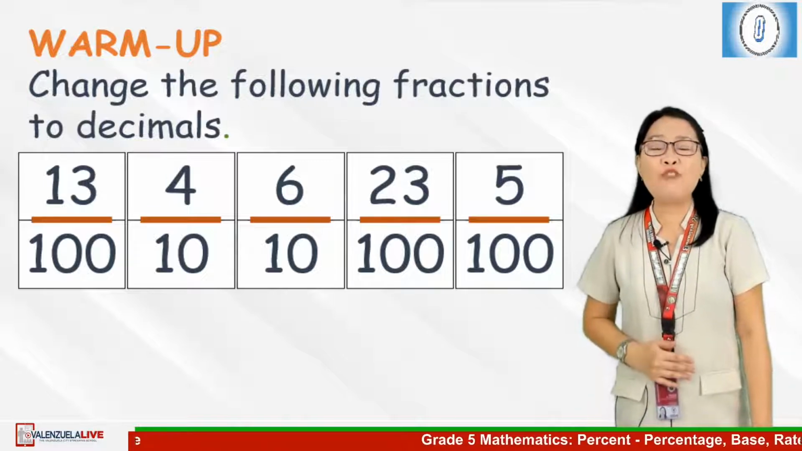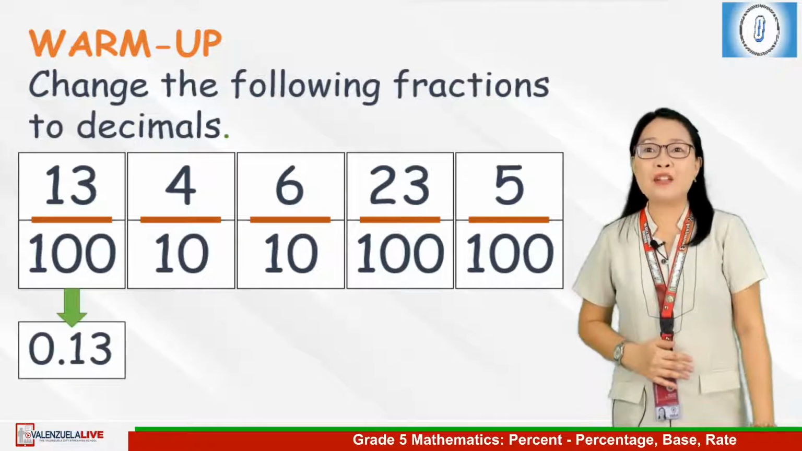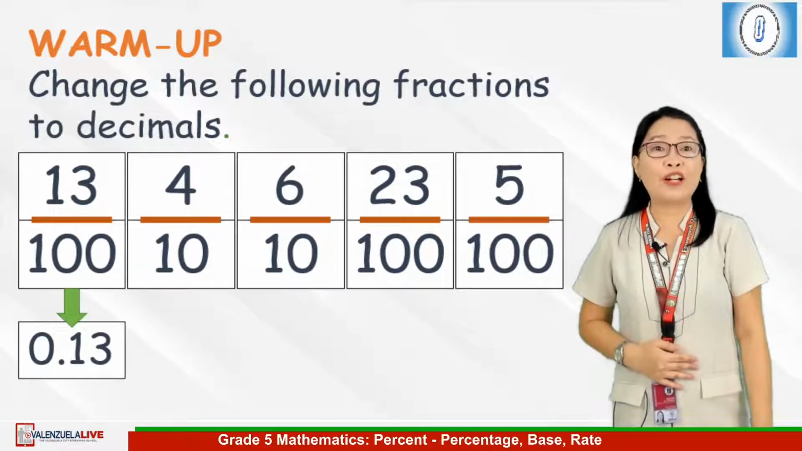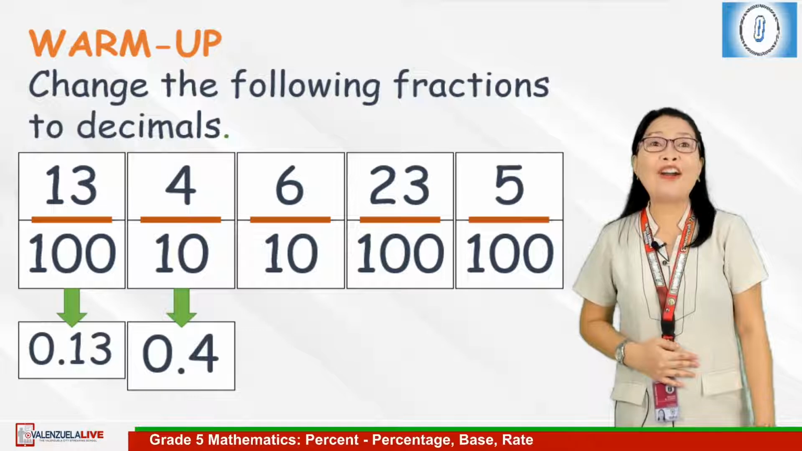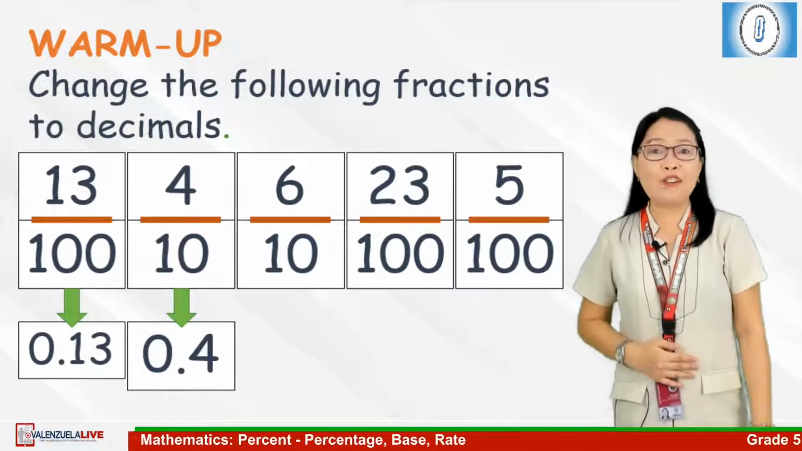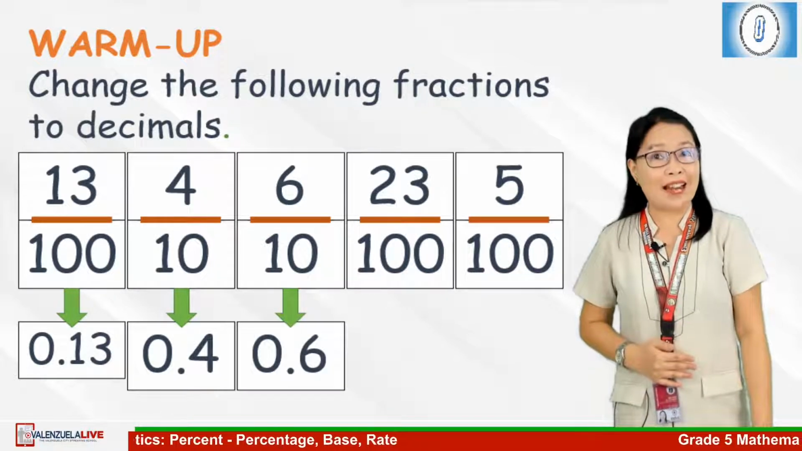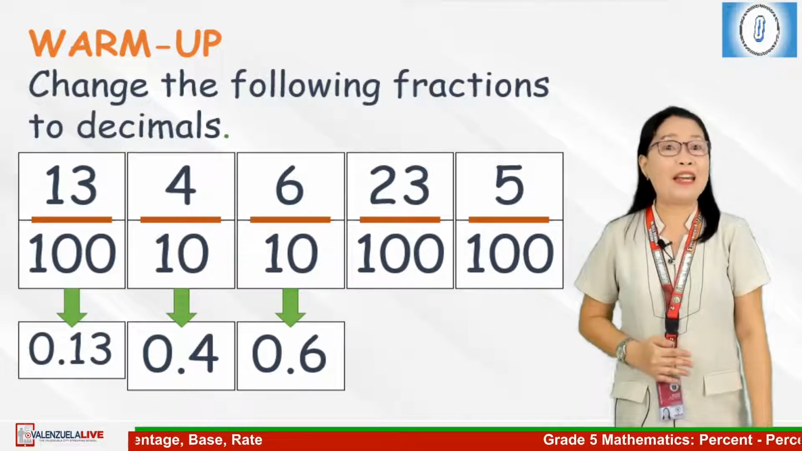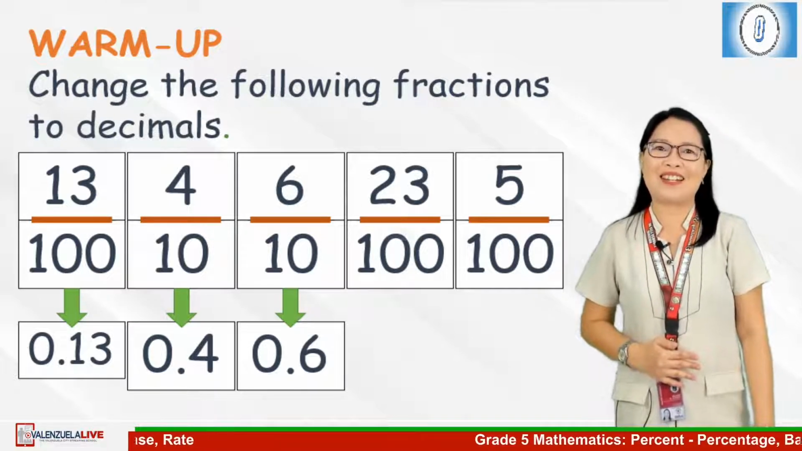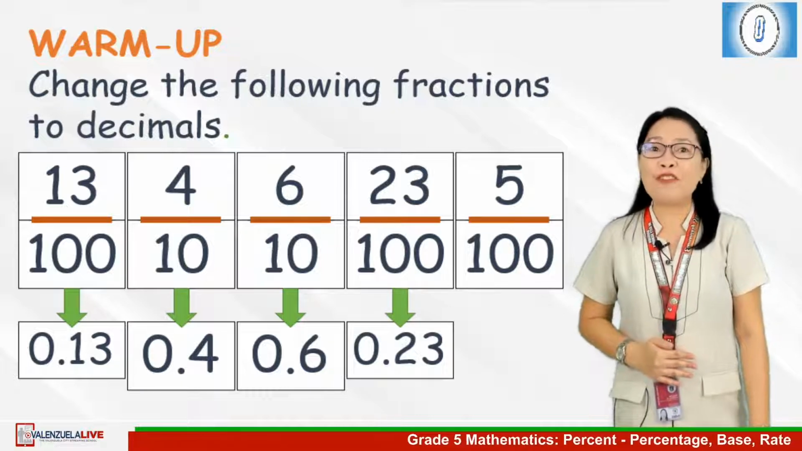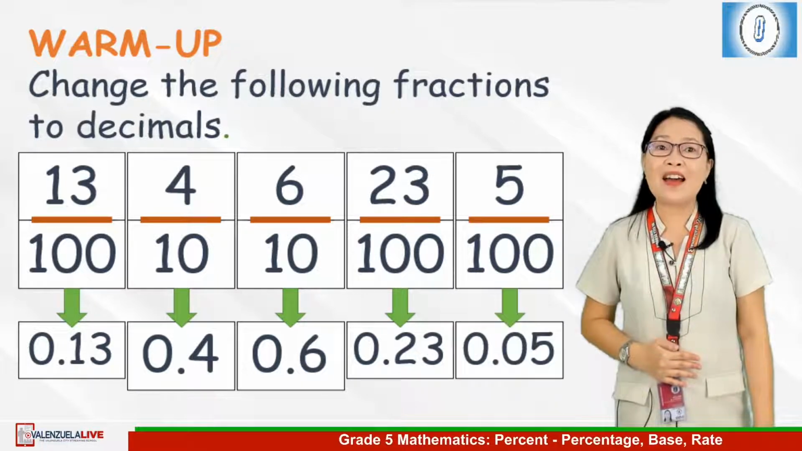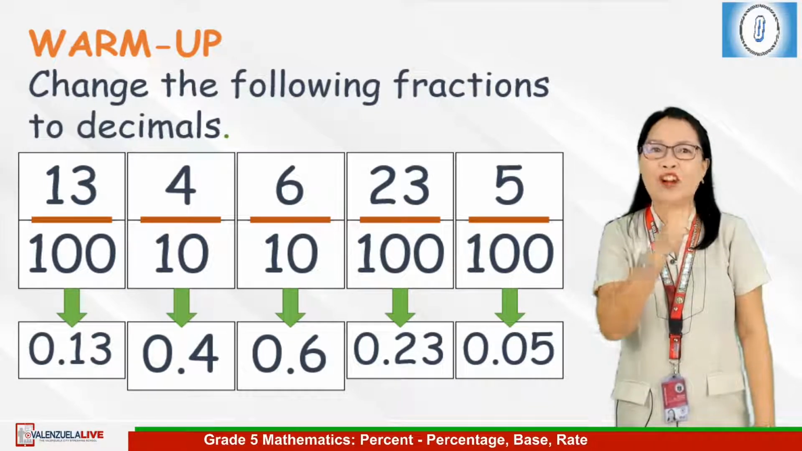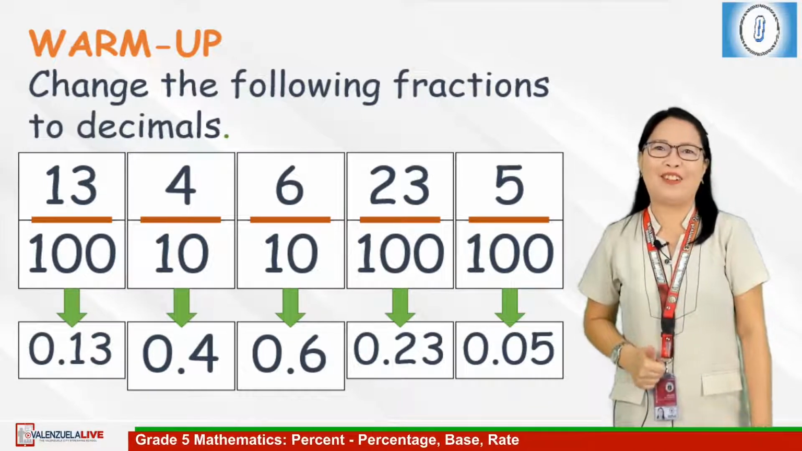For 13 over 100, the decimal form is 13 hundredths. For 4 over 10, it is 4 tenths. For 6 over 10, it is 6 tenths. The decimal number for 23 over 100 is 23 hundredths. And for 5 over 100, it is 5 hundredths. Did you get a perfect score? Great job, grade 5 math learners.